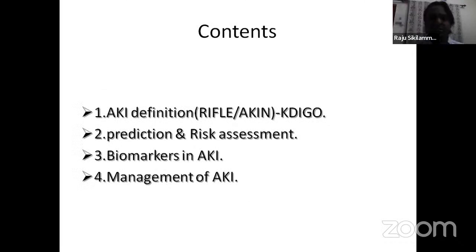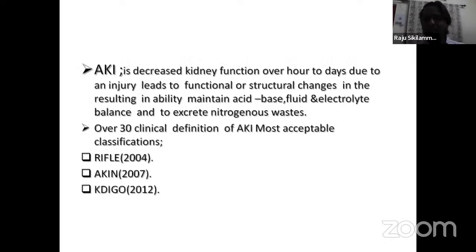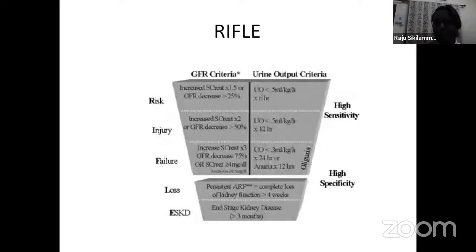Then we are going to discuss the contents of the topic: AKI definition by the RIFLE, AKIN and KDIGO criteria, prediction and risk assessment of AKI, biomarkers of AKI, and management of AKI. AKI has a number of clinical definitions. AKI is a decrease in kidney function over hours to days due to an injury, leading to functional and structural changes, resulting in the inability to maintain acid-base, fluid and electrolyte balance and to excrete nitrogenous waste. Over 30 to 35 clinical definitions existed. The most accepted classifications are the RIFLE criteria proposed in 2004, AKIN in 2007, and KDIGO in 2012.